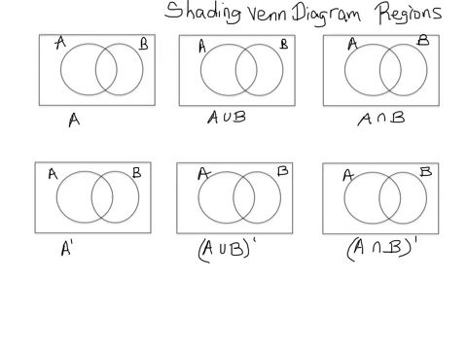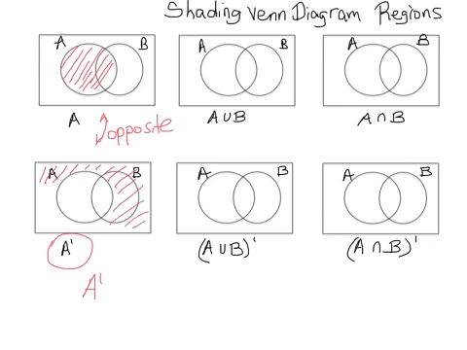So let's do the first one on the top left. If you're ever asked to shade A, it's not just A only, but all of A. So if you're asked to shade A, you're going to shade all of A, even the part that goes into B. So now if you look below, you're being asked to shade A with a little tick. It's called a complement. And what a complement is, is the opposite of A. So when you look in both of these, you'll have the opposite.